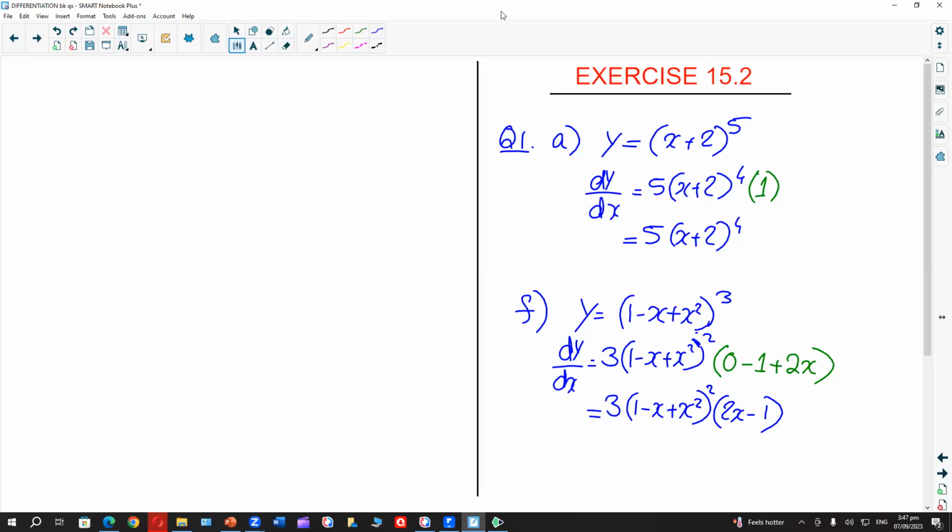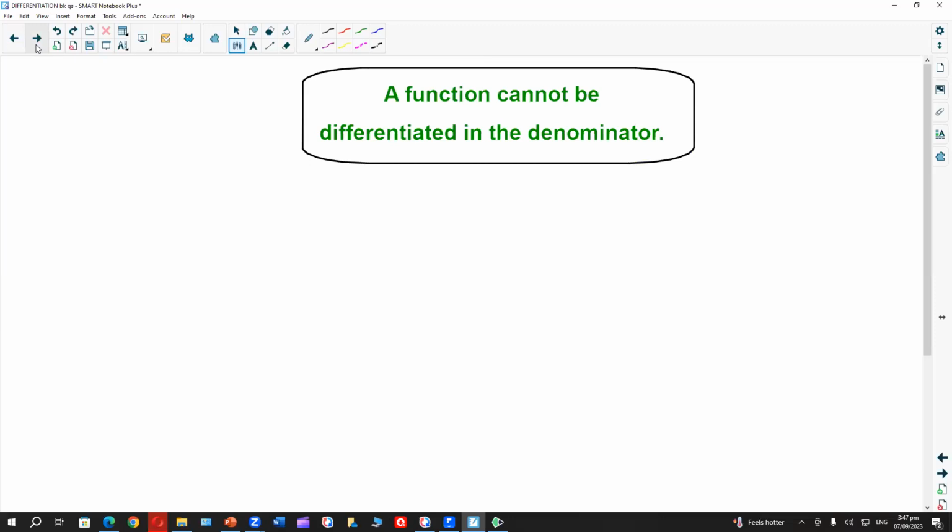Yes, but sir, won't we multiply 3 with 2x minus 1? You can surely do that because the power is not there. So you can do that. A function cannot be differentiated in the denominator. It's a very good concept to remember. And now you have to copy this in your notes. A function cannot be differentiated in the denominator. Done.